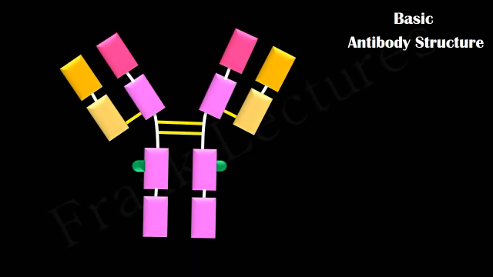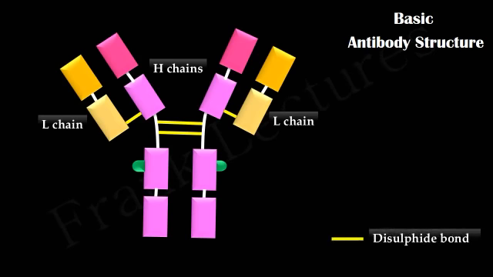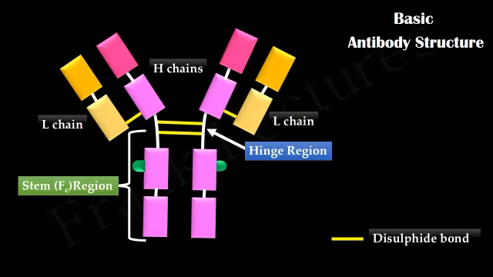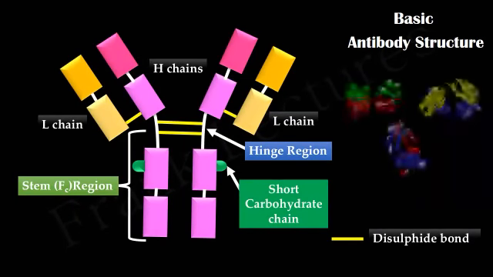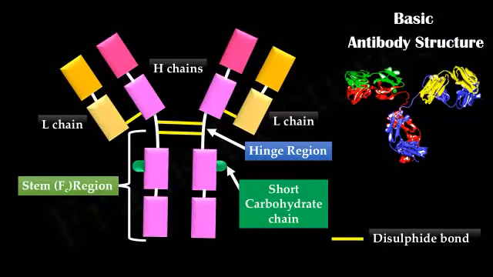Before going into further details of antibody structure, let's have a look at what we have studied just now. These are the two identical heavy chains and these are two identical light chains. Each light chain is attached to a heavy chain via a disulfide bond. The two heavy chains are linked to each other via two disulfide bonds. The mid-region is known as the hinge region and this is the stem or Fc region. Short carbohydrate chains are attached to each heavy chain. Here you can see how the 3D structure of antibody looks like. Let's study more about light and heavy chains.